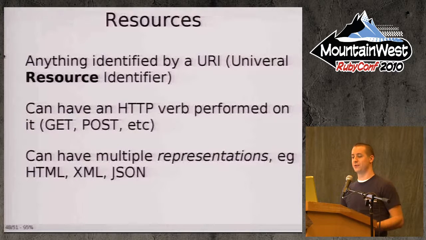It's a location. You can get it, and you can post to it, and it can have multiple representations. The same thing can live under HTML or XML. So you can have your blog post with a list of comments, or you can have an Atom feed in XML with the same list of comments, and they all live at the same resource because they represent the same thing.